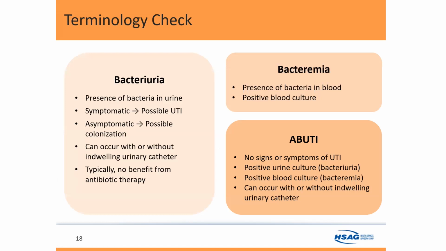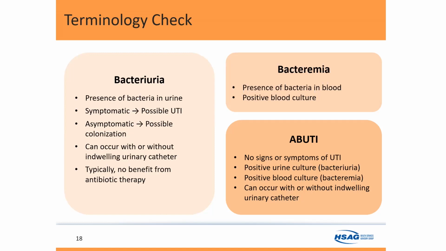All right, so I just want to talk through that terminology again as we covered those definitions. So, bacteriuria really just means the presence of bacteria in the urine. If we're symptomatic, as we've met those criteria that we just showed in the definition, it's a possible or really a probable UTI. And when it's asymptomatic, it's likely the case of colonization and not an active infection. As we mentioned, it is going to occur with or without that indwelling urinary catheter, although that increases risk. And this last one, no benefit for antibiotic therapy. That is for that asymptomatic bacteriuria.